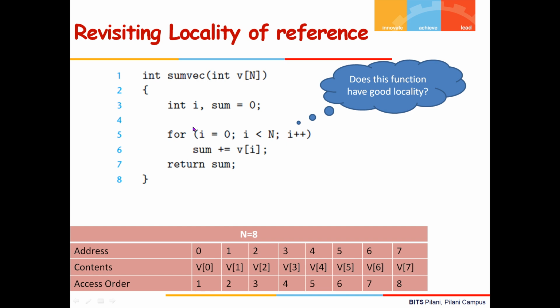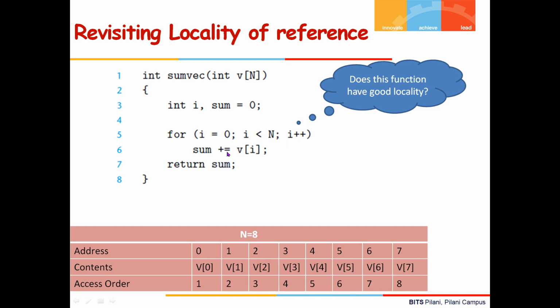Now we have a for loop, and in this for loop you will find that i varies from 0 to n minus 1. The loop is totaling the contents of the array v[i], and after it is done, it will return the value of sum as the function's return value.